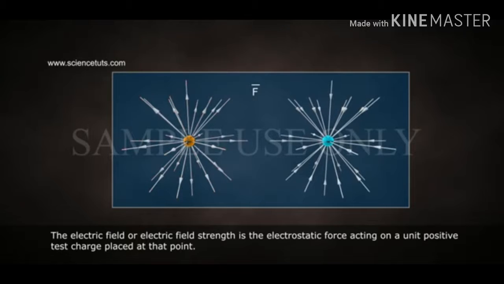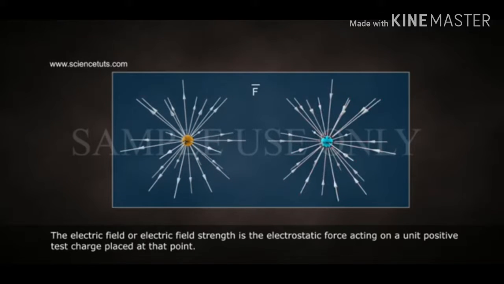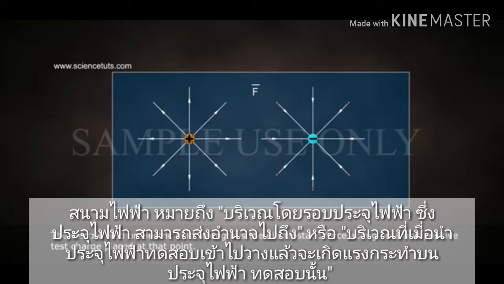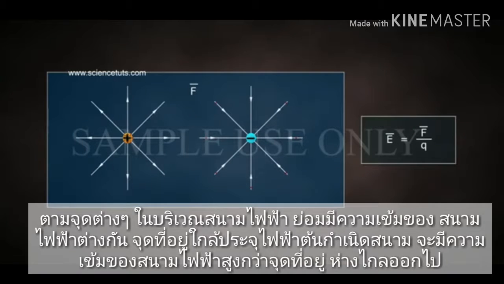Electric field strength is the electrostatic force acting on a unit positive test charge placed at that point. If F bar is the electrostatic force experienced by a test charge q at a point, then the electric field intensity at that point is given by E bar = F bar / q. The SI unit of electric field intensity is Newton per Coulomb.